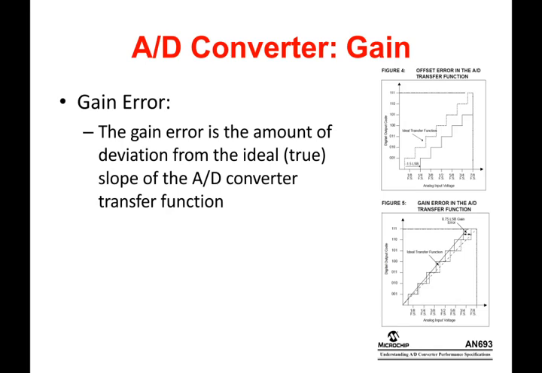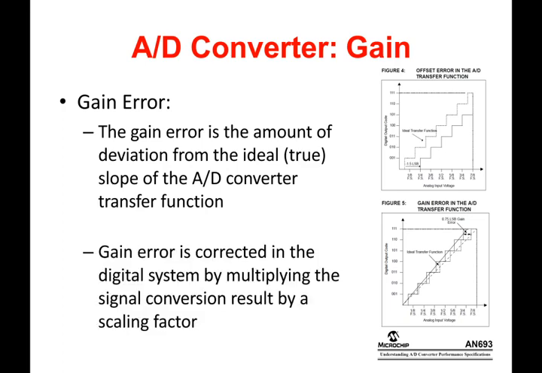Okay. The gain error is the amount of deviation from the ideal or true slope of the AD conversion transfer function. Gain error can be corrected in the digital system by multiplying a signal conversion by a scaling factor. So you usually know the gain error, or you can calculate the gain error. That's the idea.